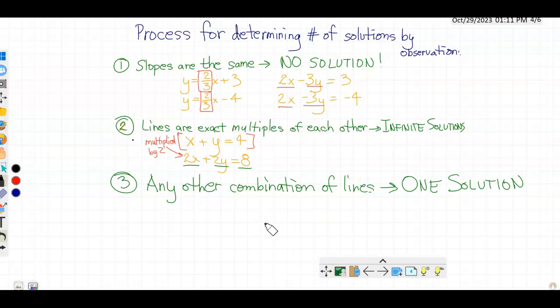All right? So once you go through and make sure that the slopes are not the same, and that the slopes are not exact multiples of each other, then you're just going to know that I've got one solution.